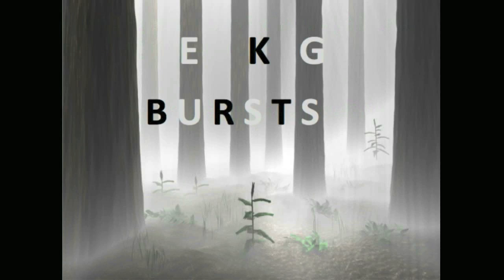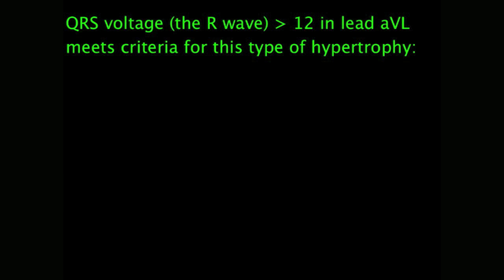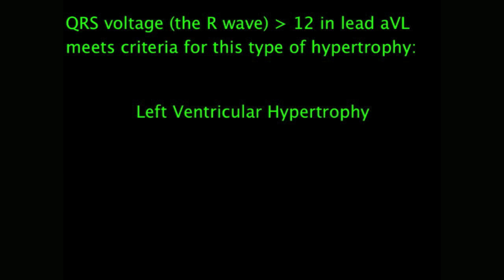QRS voltage greater than 12 in lead AVL meets criteria for which type of hypertrophy? Left ventricular hypertrophy. This is just one of several criteria that can be used to help diagnose LVH. A QRS greater than 12 millimeters in AVL may signify left ventricular hypertrophy.